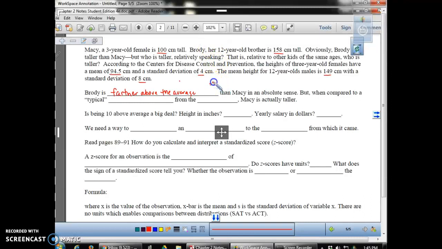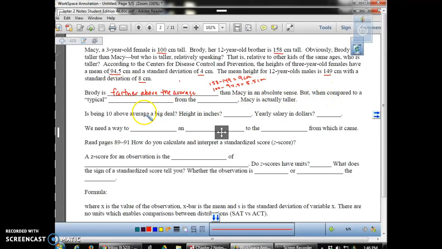For Brody, I have 158, which is his height, minus the mean height of 149 centimeters, which gives us 9 centimeters. So he is 9 centimeters taller than the average 12-year-old boy. Macy, who is 100 centimeters, with the average for 3-year-old girls, 94.5, gives us 5.5 centimeters. So you can see that Brody is definitely taller or farther above the average than Macy is, if you just look at it in an absolute sense.